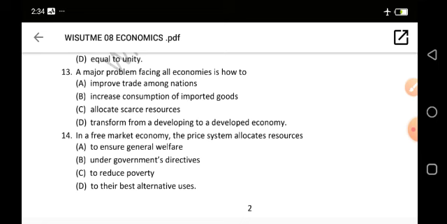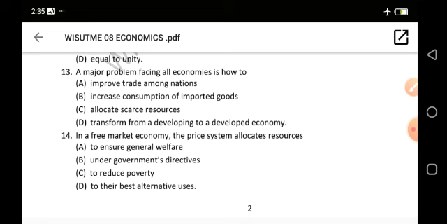Number 14. In a free market economy, remember I told you that a free market economy is the same thing as a capitalist economy. The price system allocates resources. When we talk about the price system, we're talking about the forces of demand and supply. The relationship between demand and supply determines the price, if you remember your equilibrium points.